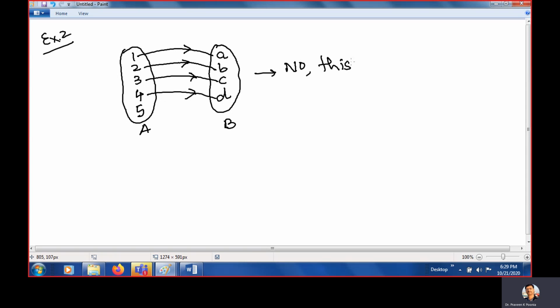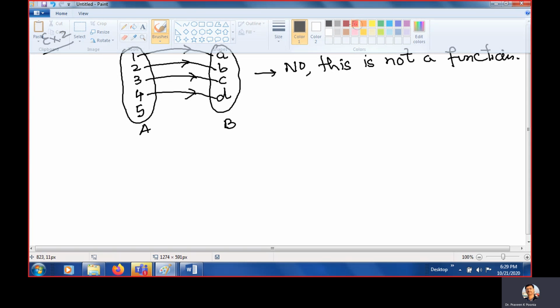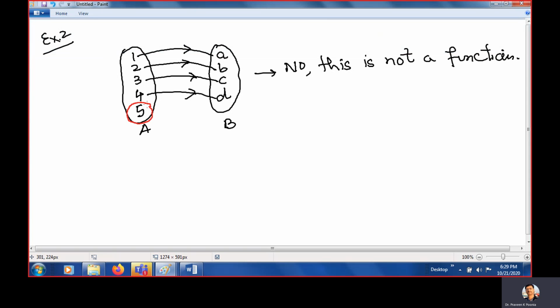This is not a function. Why is this not a function? This is not a function because, I will tell you, this five is empty. Empty means it is not connected. Since it is not connected, this is not a function.